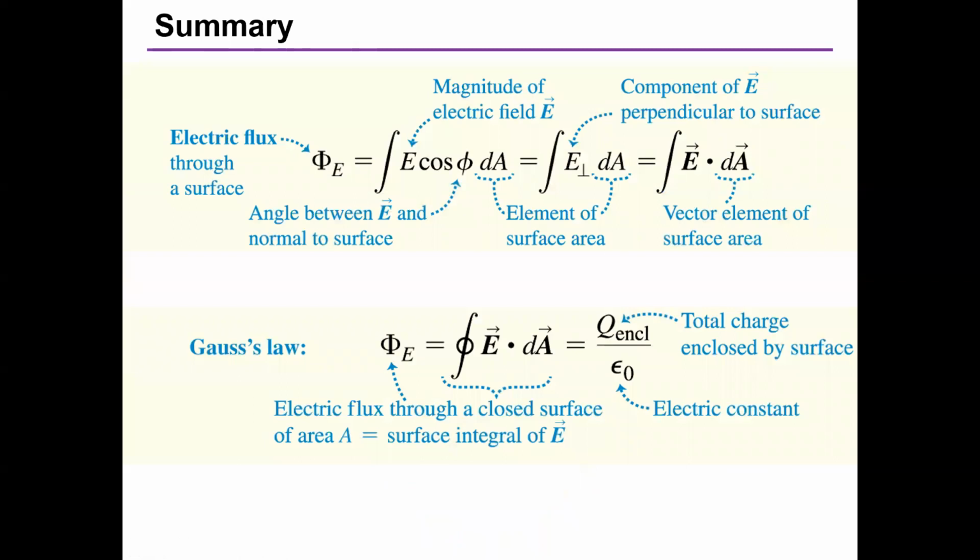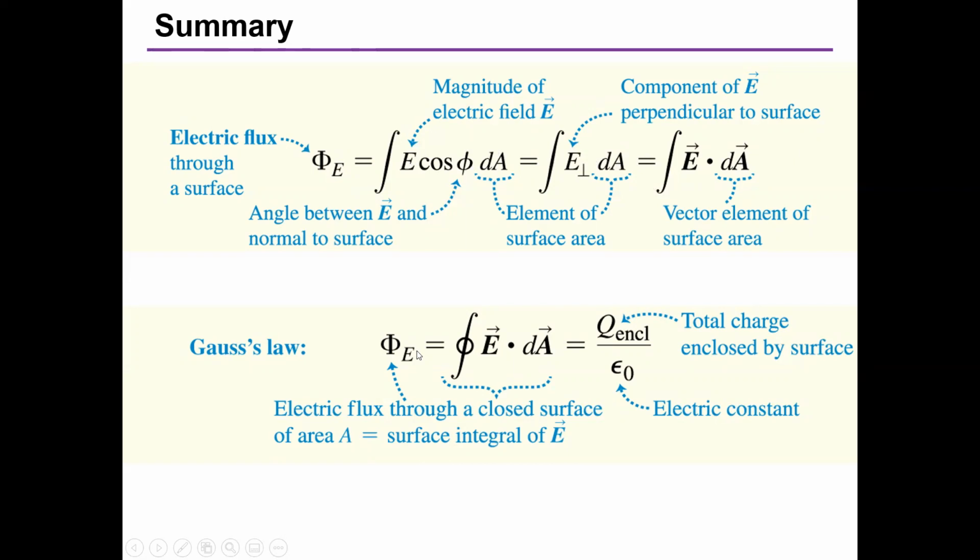In summary, what do we learn today? We learned about electric flux and how to calculate it. We should use this formula: the electric flux denoted by ΦE is equal to the integration of E cos phi dA. This is a small surface element, right? This is the magnitude of the electric field E, and phi is the angle between E and A, the area vector. Okay, so it can also be presented in other forms like this.